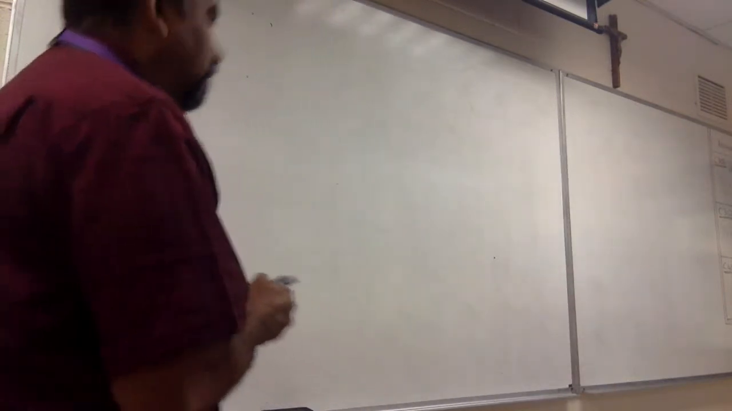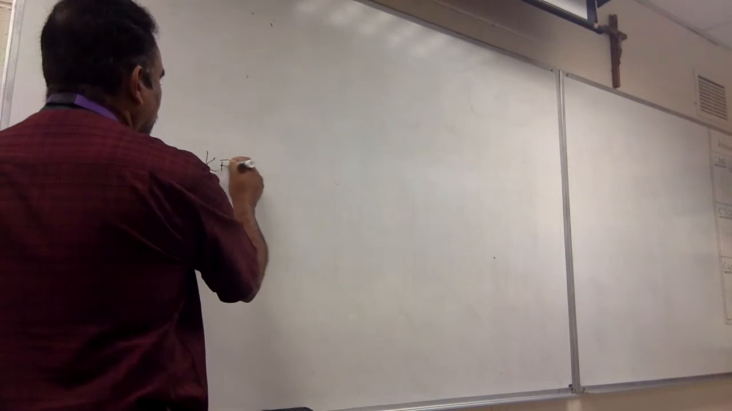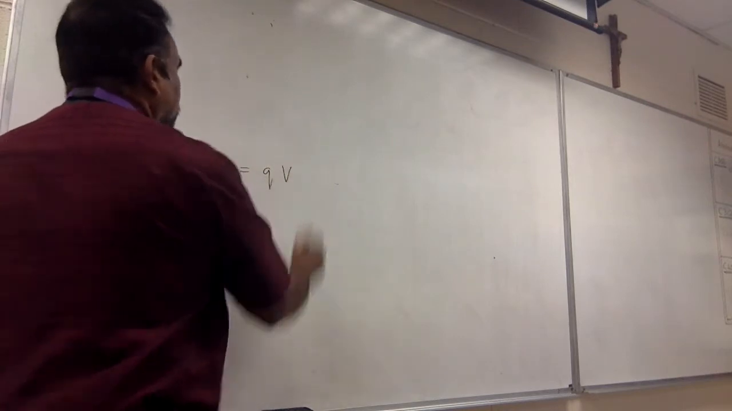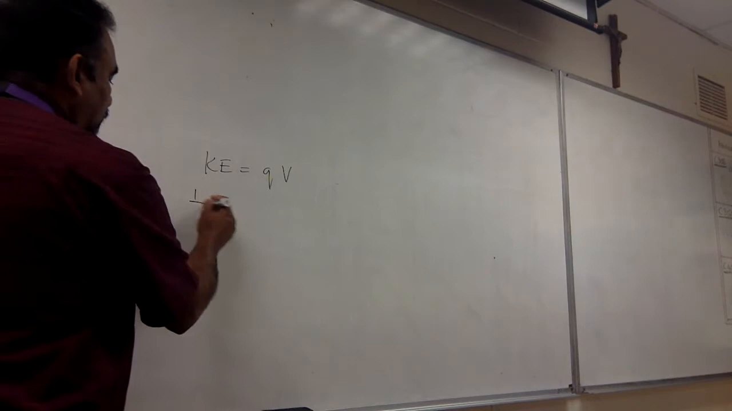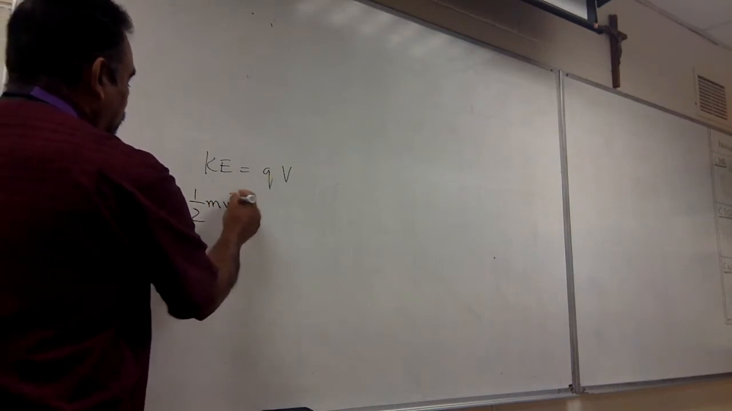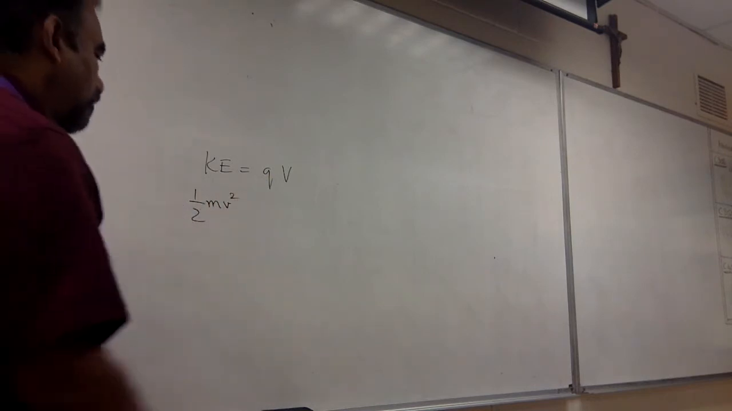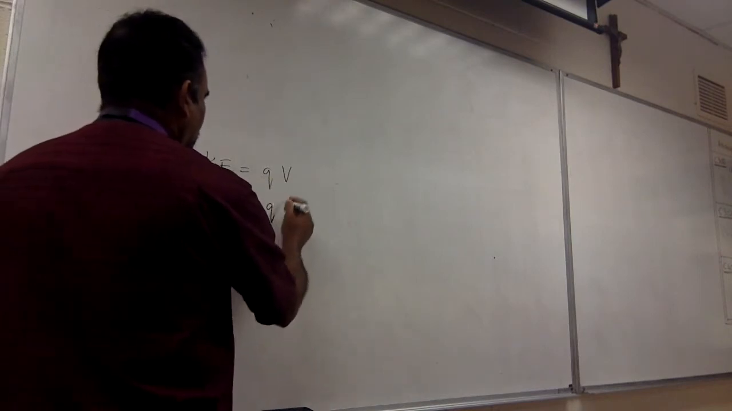Any idea? Where do you start from? Tell me what do you start off with? You use the formula KE equals QV, Q times V. Yep. So the kinetic energy gained is supposed to be equal to Q, the charge, times the potential difference. And the kinetic energy is half m v squared. So you start from there and then Q times V.